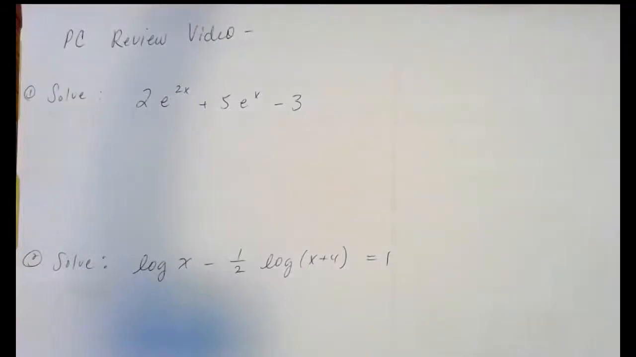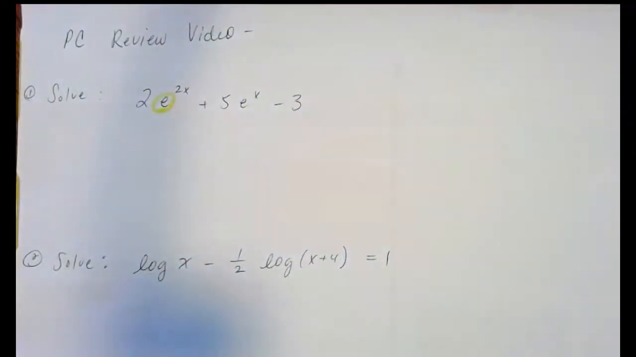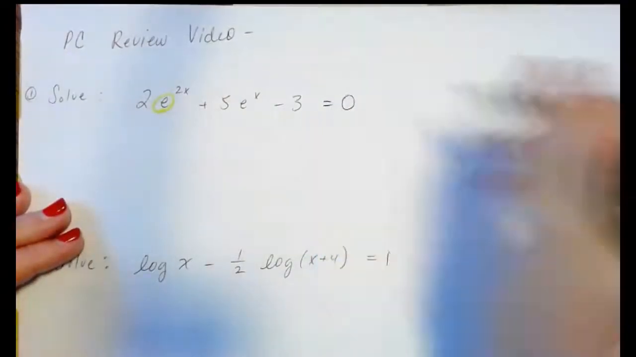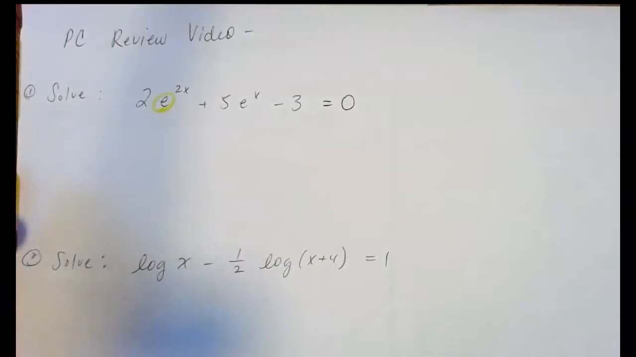So here's our pre-cal exam review video, and we're going to start with some solve problems here. These are logarithmic equations. Remember that if we start an equation that we're solving and it has an e in it, your answer will be in terms of a natural log. And I'm guessing that I probably should have set that equal to 0, so we'll start with that.